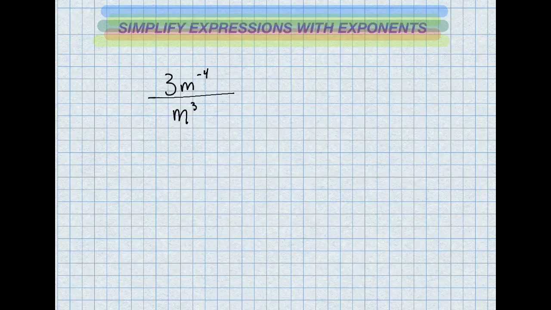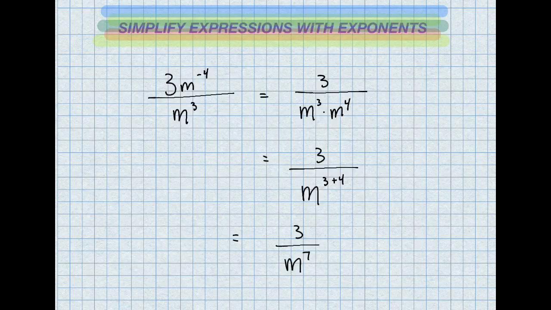Okay, 3m to the negative 4th divided by m cubed. So we're going to say that this equals 3 over m cubed times m to the 4th. Just taking this negative exponent and bringing it down, doing the reciprocal rule. So then we get that this equals 3 over m to the 3 plus 4. Remember, they're being multiplied together, so we add. So our answer equals 3 over m to the 7th.